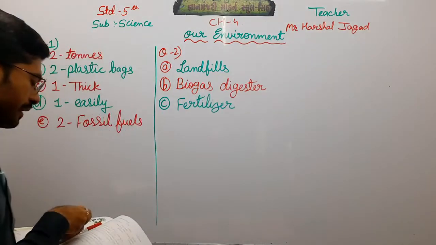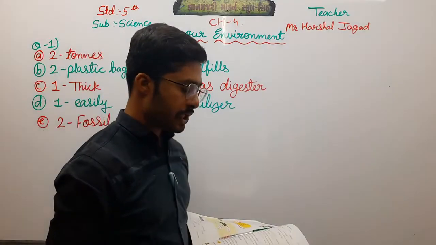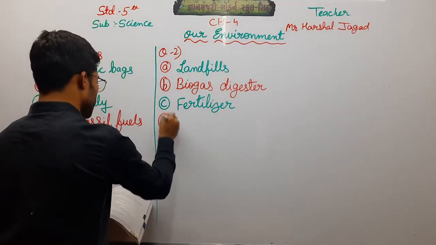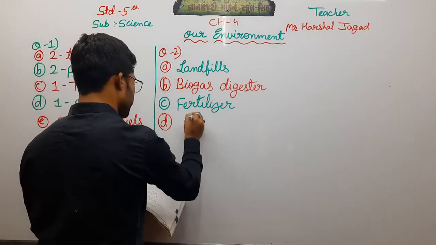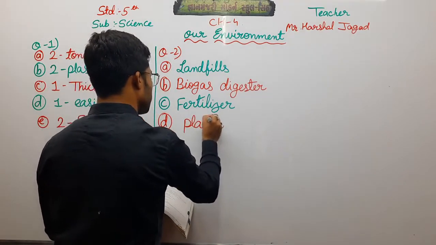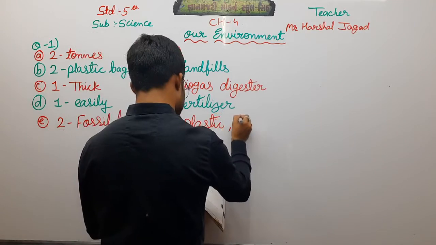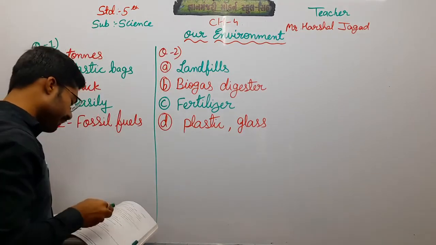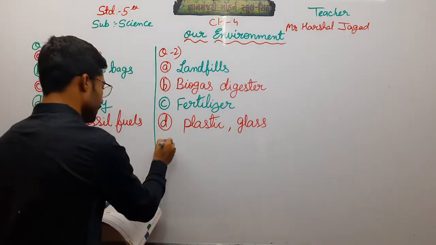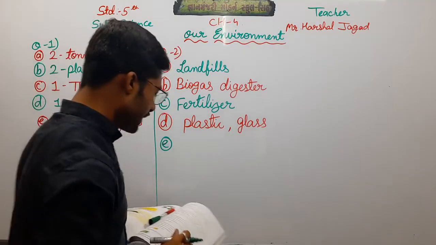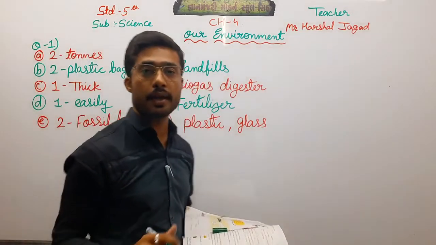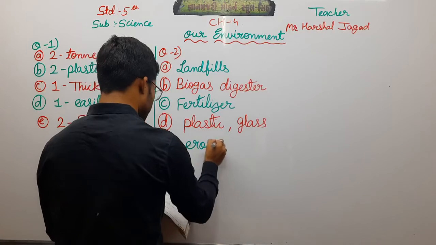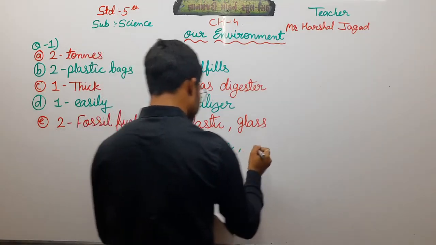Okay. Then D: dash and dash are now being recycled. So here it will be plastic and glass. And the last, E: deforestation leads to soil dash and soil dash. So here it will be soil erosion and soil degradation.